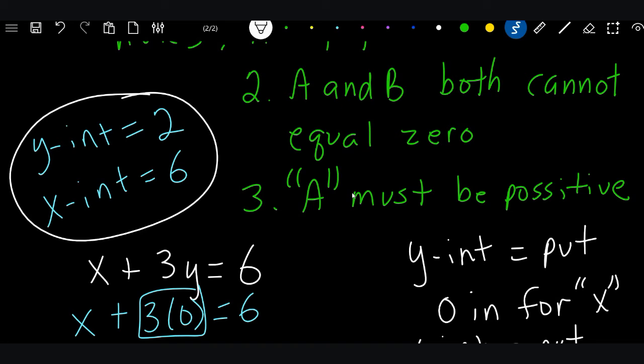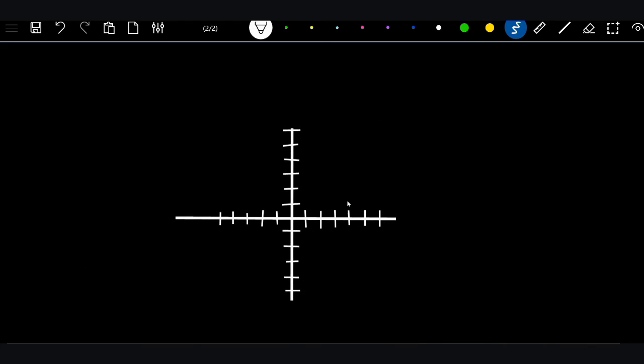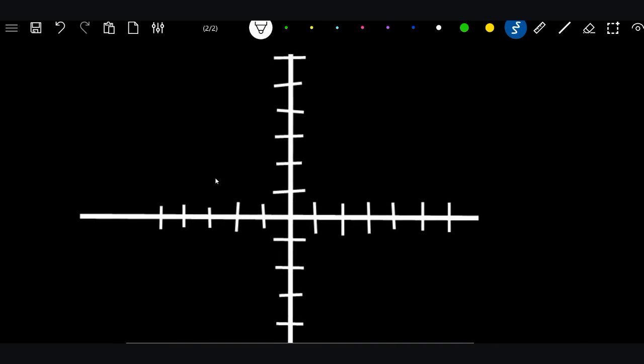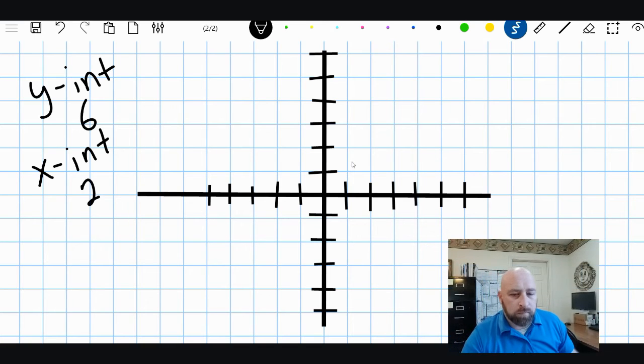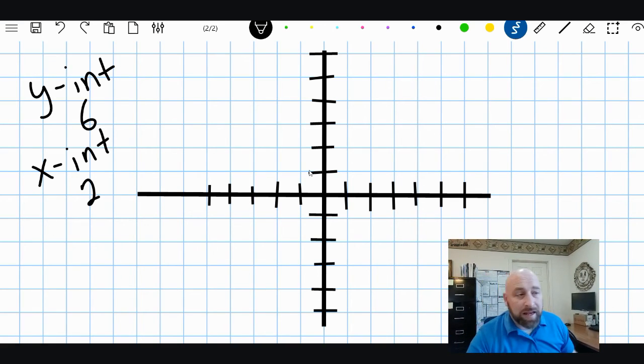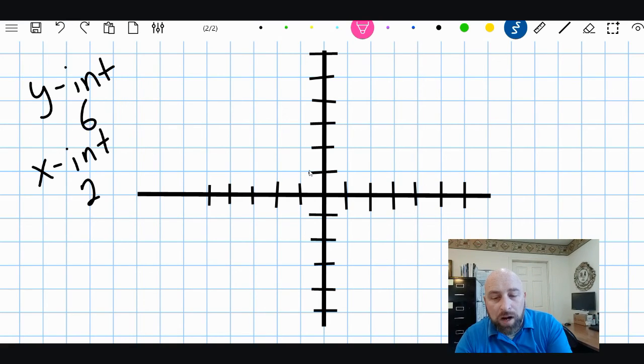All right, so now we have the two intercepts, and what we're going to do is go down to the graph, and I'm going to put the graph paper on here in just a second. Okay, so here we have the graph, and I wrote over here on the side that the y-intercept is 6 and the x-intercept is 2. So what we want to do is come over here. I'll put it in this pink color, and we're going to put a point right here, the y-intercept.